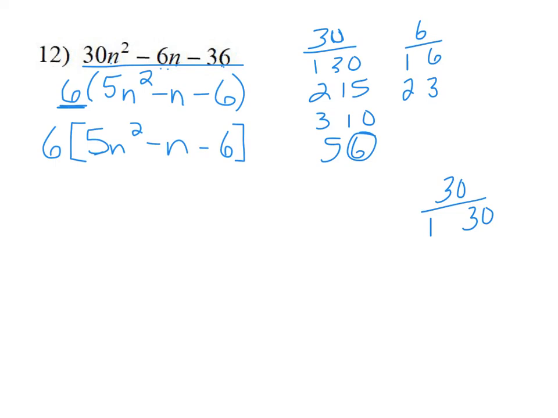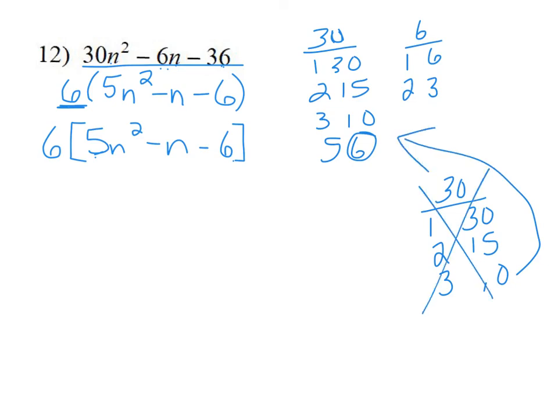Remember, it's called the AC method because you multiply A times C. And then you get 2 and 15, 3 and 10. Oh my gosh, I just did it up here. Why am I doing it again? Alright, I'm losing it, y'all. Do any of these add or subtract to get 1?